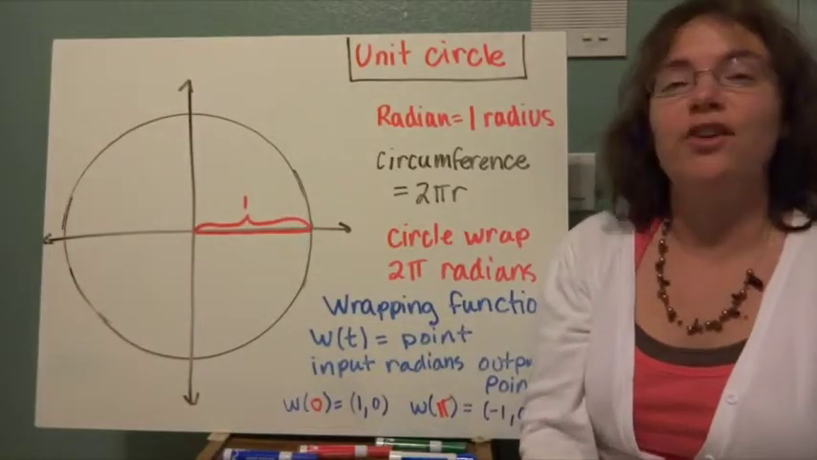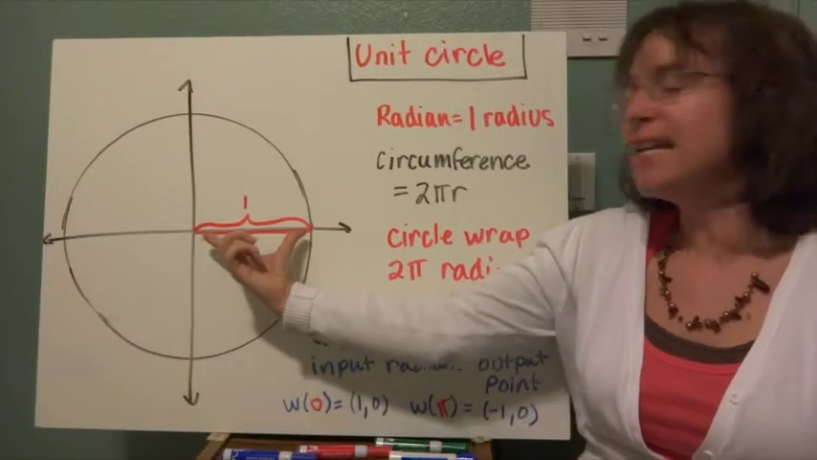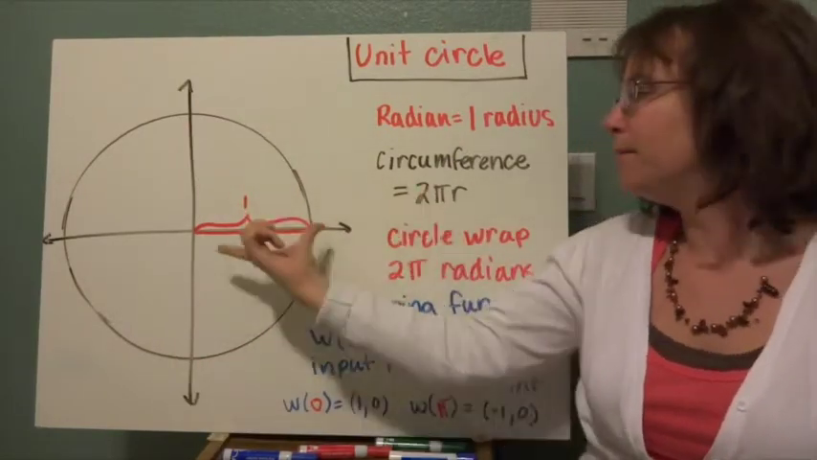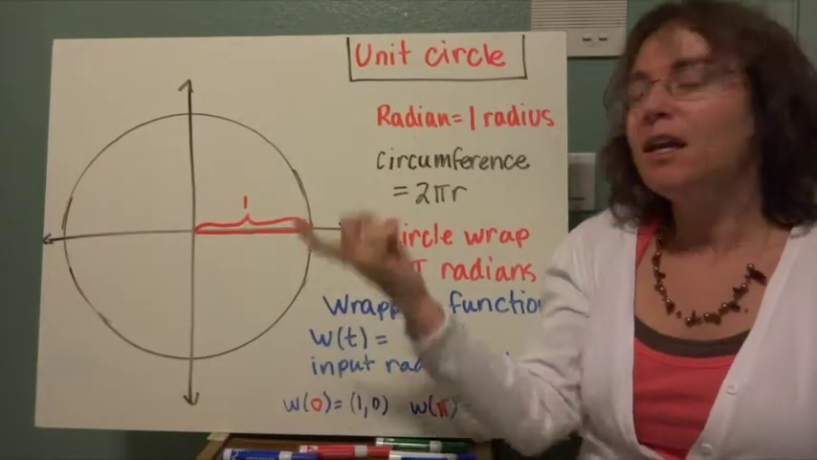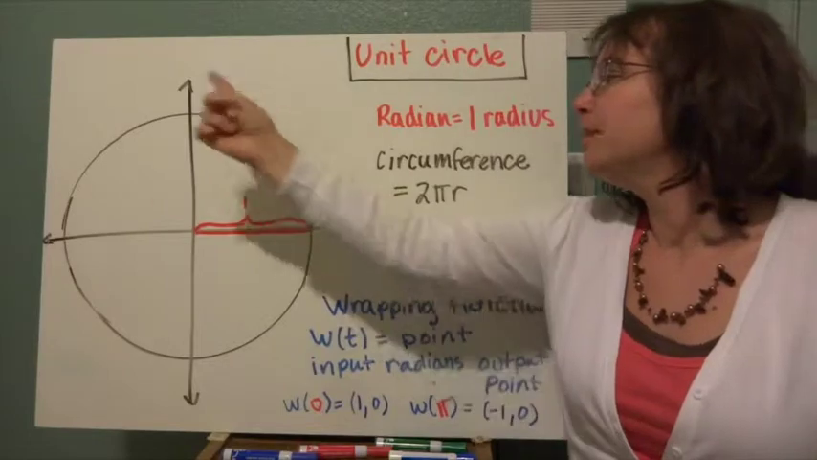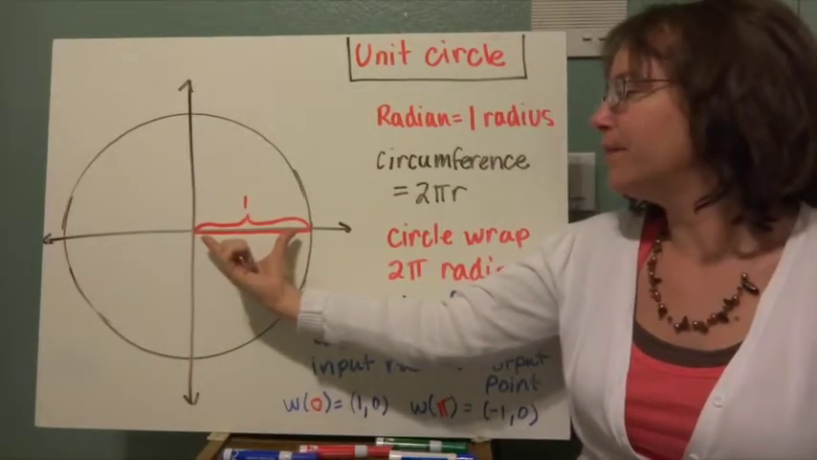The unit circle. It's called a unit circle because it has a radius of 1 all the way around. So that unit, or 1, makes the unit circle. We can define 1 radian as 1 radius. So in this case, 1 radian is equal to 1, or that unit.